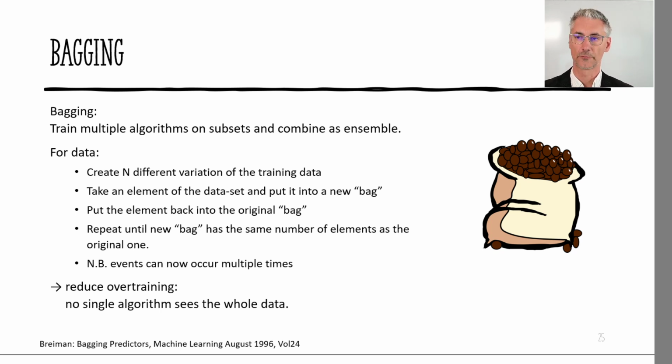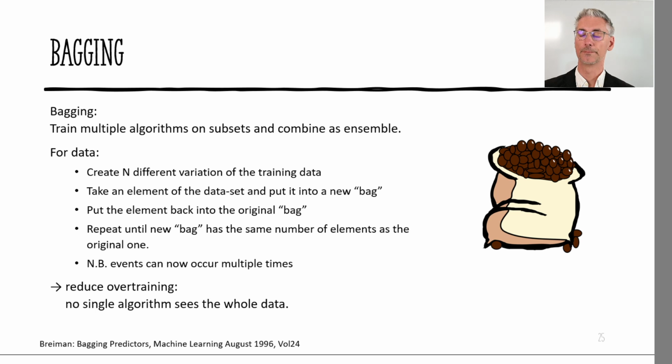So let's go into some specifics of how we could build ensembles. Bagging is one approach where we train multiple algorithms on subsets of the data and combine them in an ensemble. So for data, we take our original data, let's have this illustration there, and take n different variations of the training data. So how do we do this? We take an element out of our data set and put it into our new bag, like a copy, because we put the element back into the original. Then we repeat this until we have the same number of events in the new bag as in the old one. Because we put events back, events can now occur multiple times in the new bags of our data.